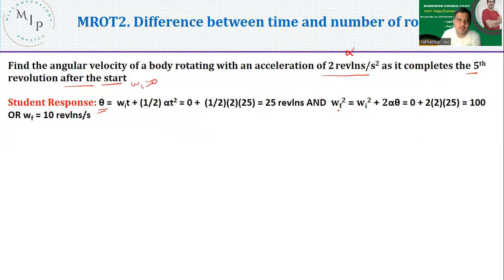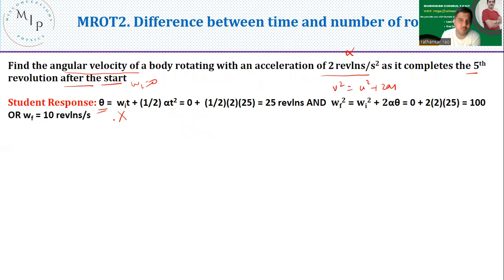Then they want to find the angular velocity, omega f. Omega f squared is equal to omega I squared plus 2 alpha theta. Where do we get this? We get it from v square equal to u square plus 2as, right? I replace s with theta, a with alpha, u with omega I, and v with omega f. Based on this, they substituted and got the answer as 100, or omega f is equal to 10 revolutions per second square. This is what they have got. But this is incorrect. The solution is incorrect.